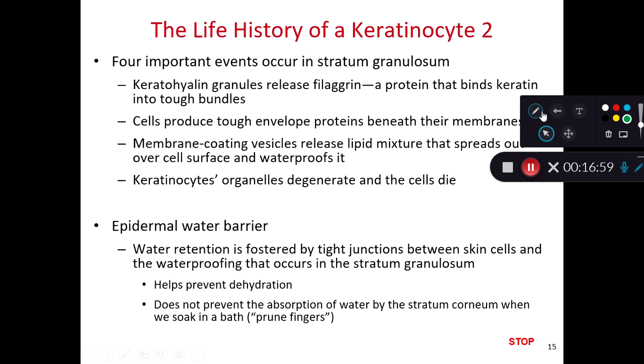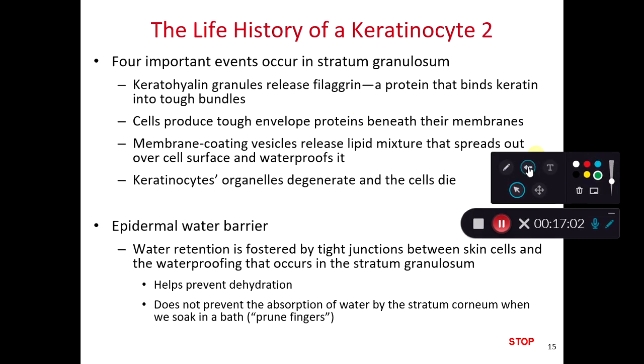Next slide. As we look at the stratum granulosum, the keratinocytes will have a granule known as a keratohyalin granule, and it releases a protein known as filaggrin. Filaggrin is going to take those individual keratin proteins and bind them into tough little bundles. So it's going to help to bind and mesh the keratin proteins together, and this again occurs in the stratum granulosum.